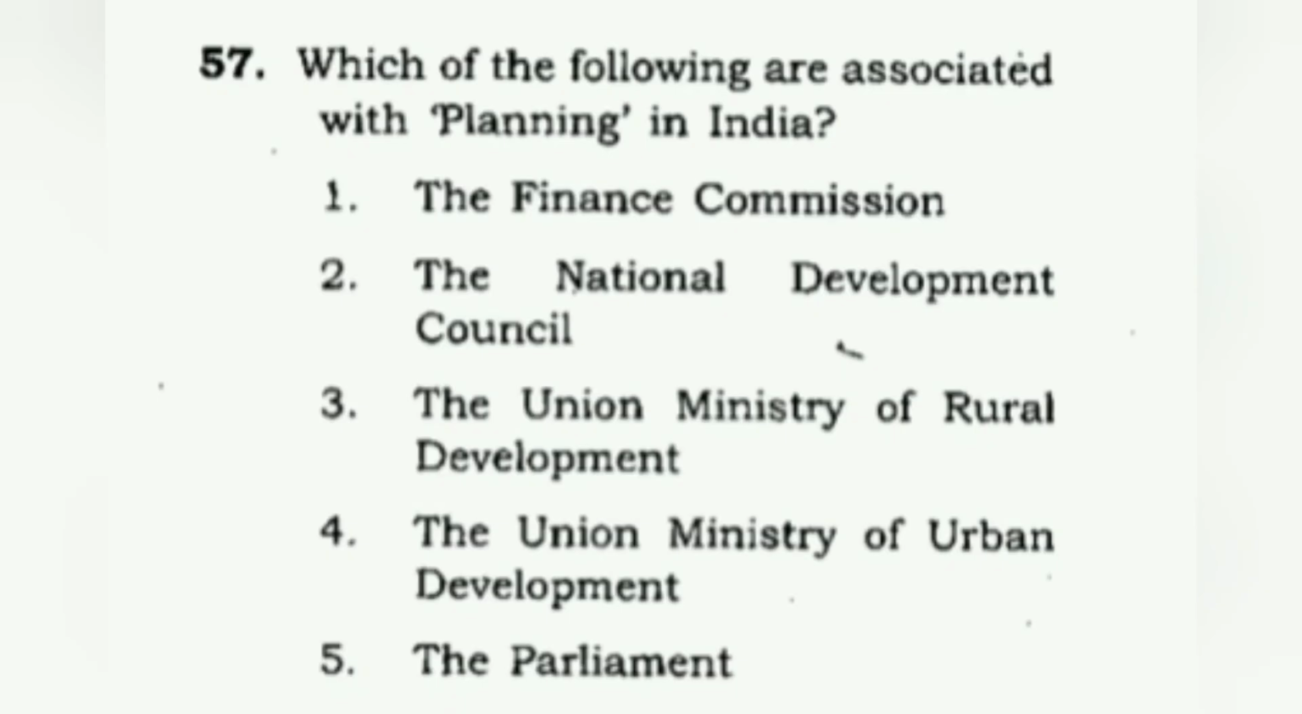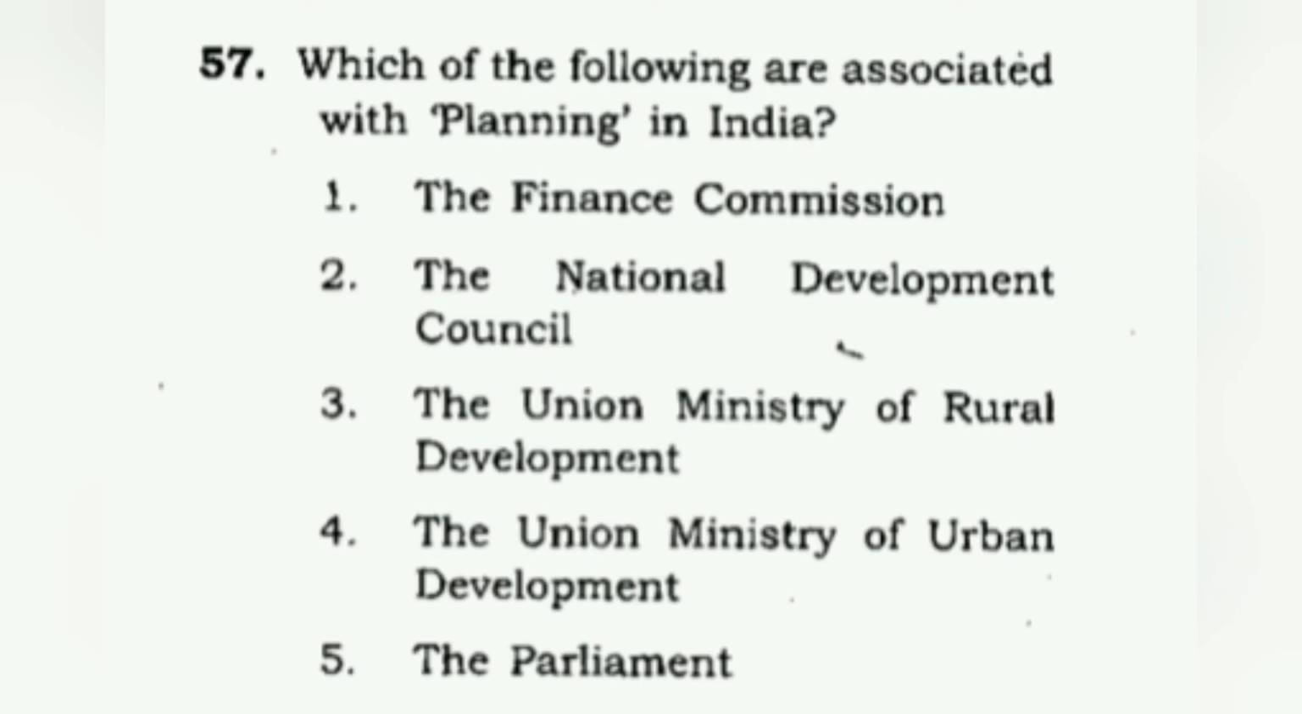Then we have, which of the following are associated with planning in India? So for this, we have to know what all are the bodies that take part in the process of planning, that is, formulate the policies instead of going for the implementation. Finance Commission cannot be one, because Finance Commission puts up the targets about the finance and everything, but not about the planning of the stuff. National Development Council, definitely, because it talks about the development and everything.